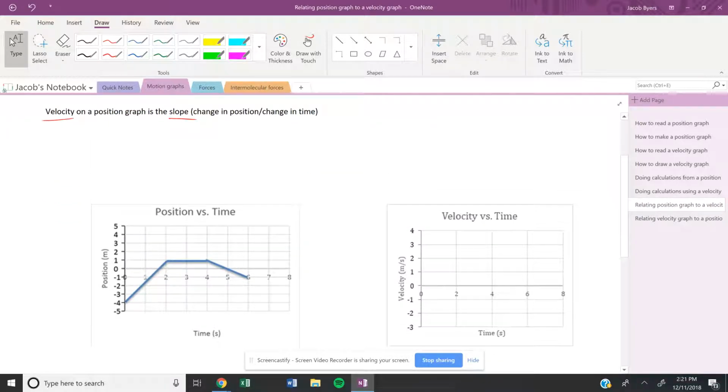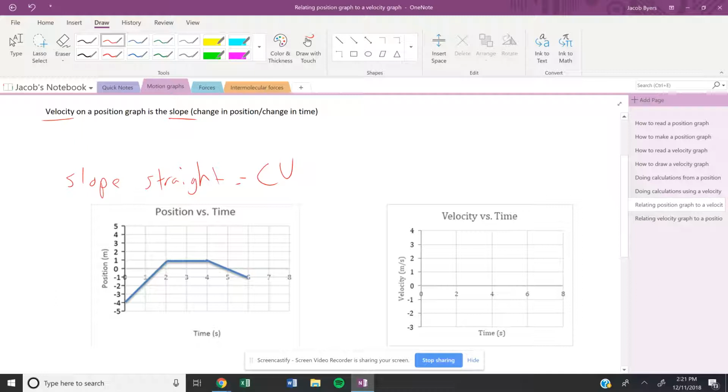First things first, it looks like we start at a position of -4 meters. We move forward at a constant rate. How do I know it's constant? If your slope is a straight line, it's constant velocity, because the slope isn't changing, and our velocity is our slope. So constant velocity forward, then the position stays the same here, and so our velocity is 0.